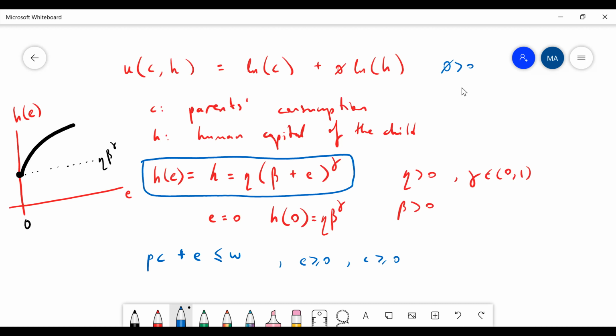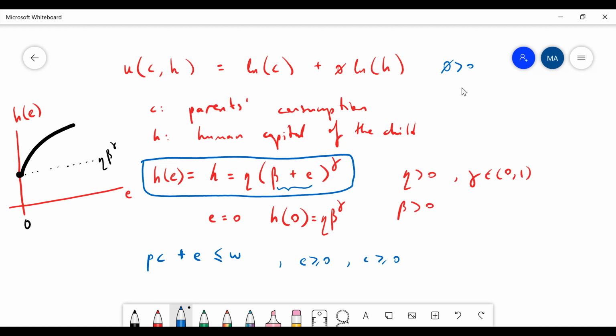Eta is a parameter, beta is another parameter, and there's gamma. Now, why do we assume that there is this additive term here? Because if you do not spend any dollars on your kid's education, your kid still has some human capital. For instance, he or she can work as a manual worker, okay? That requires the minimum amount of skills. And of course, because of this additive term, parents think about this very carefully, because even if they do not spend on the education of their kid, the kid will still have some human capital.